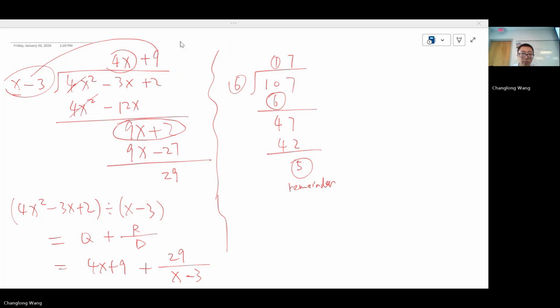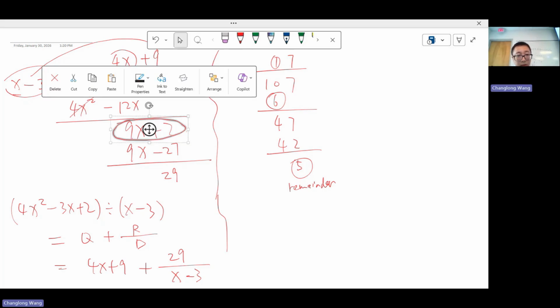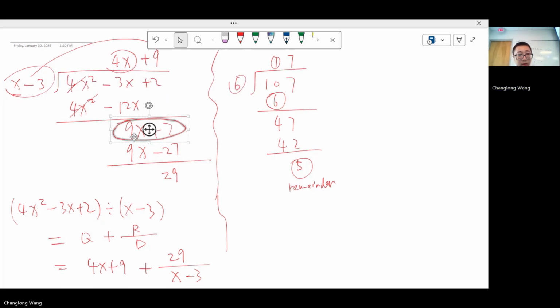Can I just drag it? Oh, there we go. Yeah, and then you see that the second term was coming from 9 gets multiplied by not 3, but negative 3, okay?